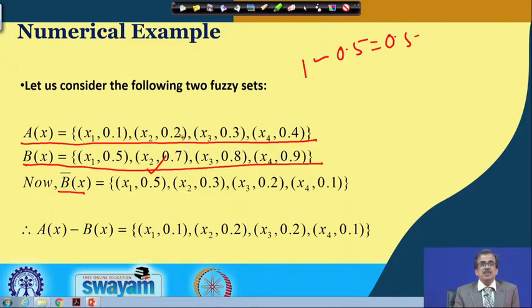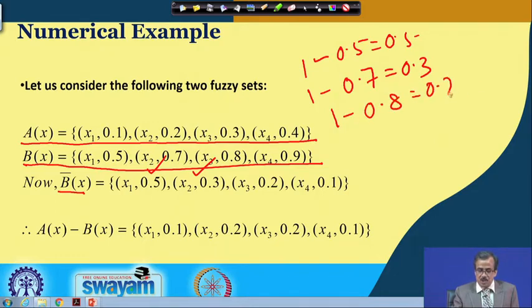So, I get 0.5 here. Then for x2, it is 1 minus 0.7, which is 0.3. Then corresponding to x3, it becomes 1 minus 0.8, so this is 0.2. I get this as the complement. Then corresponding to x4, it is 1 minus 0.9, which is 0.1.